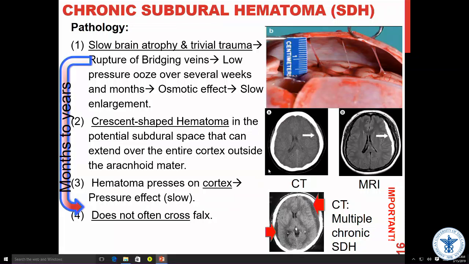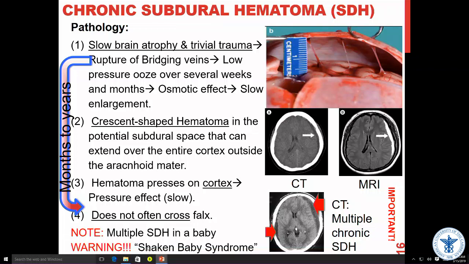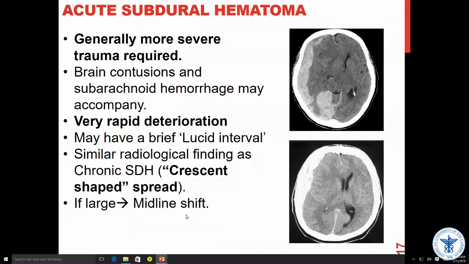You could have a lucid interval in these people as well, just like an epidural, but generally here the lucid interval is long, months to years, so you may miss it. Typically we use lucid interval in the context of epidural hematomas. So these are chronic subdural hematomas. Of course, be aware that very rarely you can have shaken baby syndrome, child abuse, because the veins are again the same thing. You can imagine.